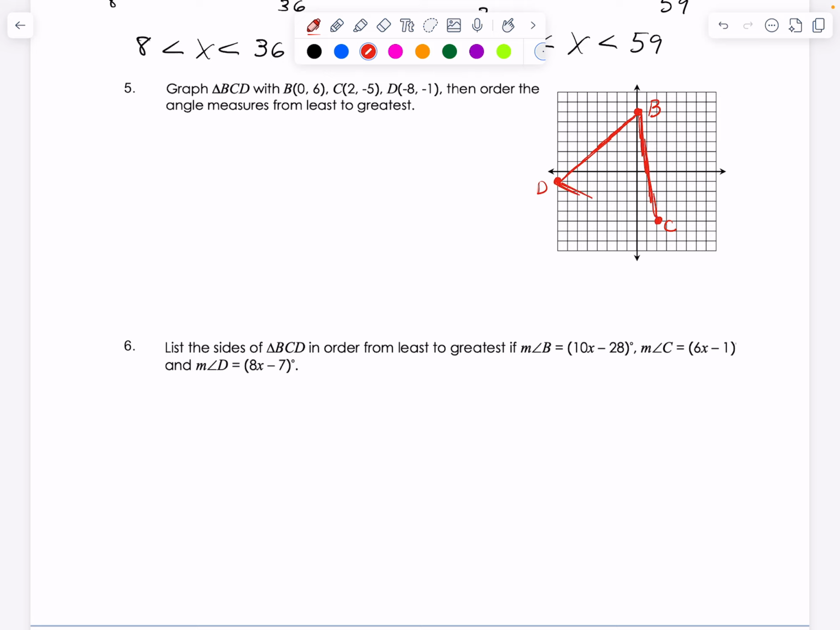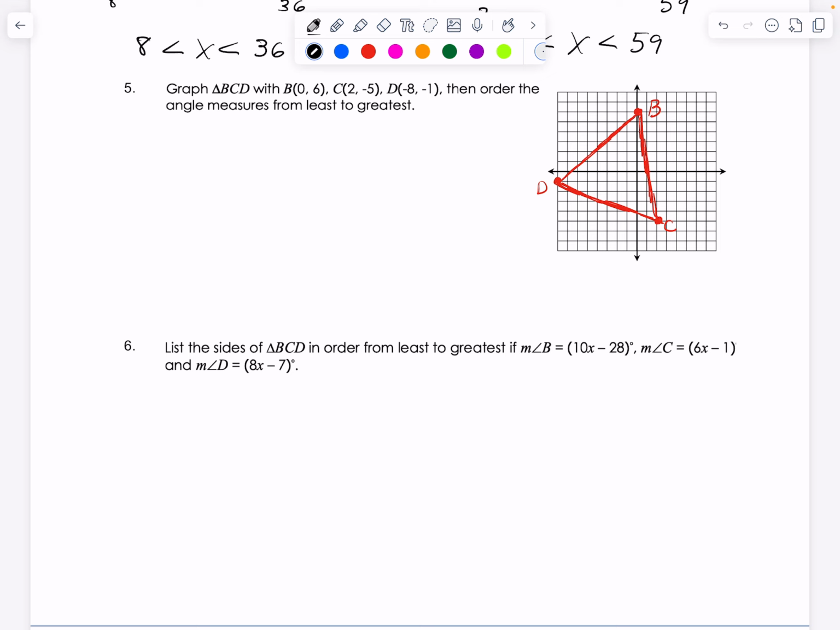Okay, so there is my triangle. And we want to figure out the order of the angle measures from least to greatest. Now, we don't know anything about these angles right now. I don't have a protractor. So what I'm going to do is I'm going to use my understanding of the longer angles and sides theorems from the beginning, that if I can find the side lengths of each of these triangles, that will allow me to order the angle measures from least to greatest. So let's find all the side lengths here.